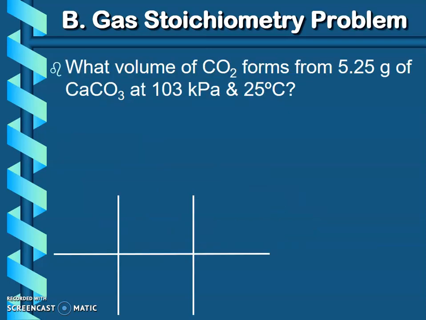All right. So what volume of carbon dioxide forms from 5.25 grams of calcium carbonate at 103 kilopascals and 25 degrees Celsius? Lots of information in this problem. But it does say what volume. So we are looking for the volume. So we are going to start with stoichiometry, then do the ideal gas law.